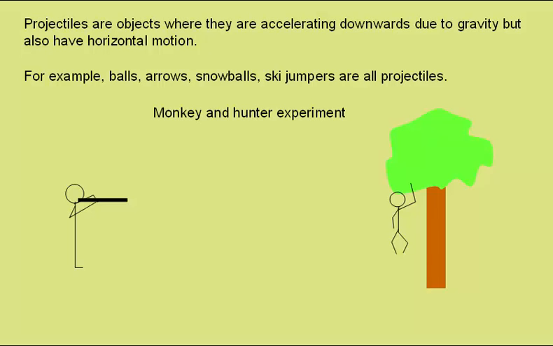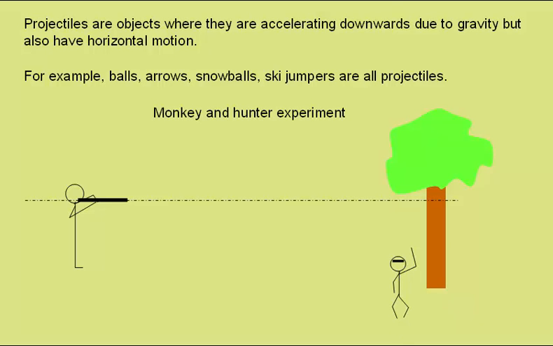Here we have the situation with a monkey hanging from a tree and a hunter with a gun. The gun is directly in line with the head of the monkey. The monkey has the idea that if he lets go of the tree at the instant the gun is fired, the bullet will go over the top of his head. But in fact this is what is found to happen. The bullet falls at the same rate as the monkey, and so the monkey has no chance.